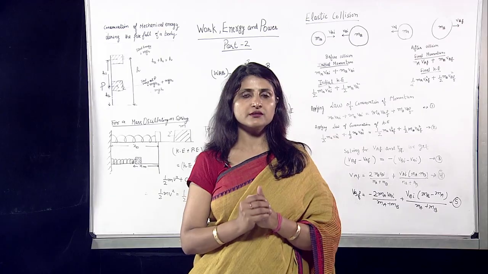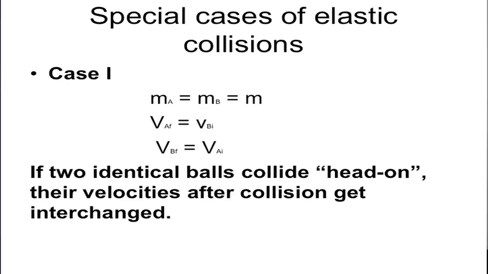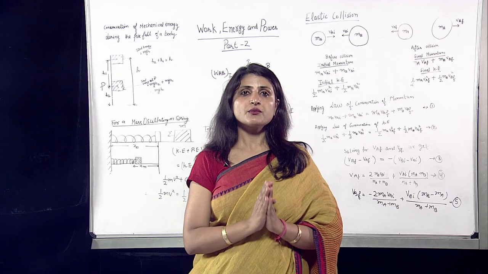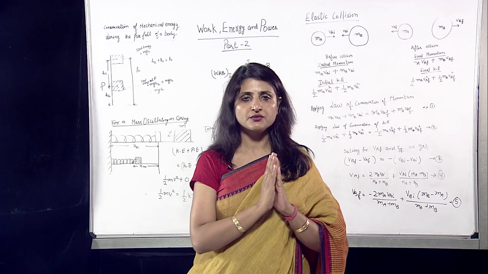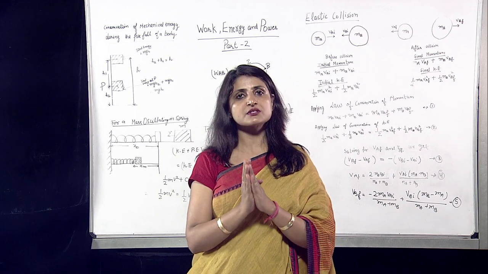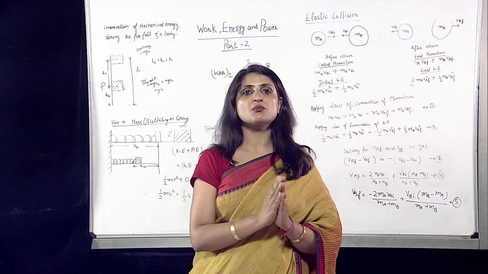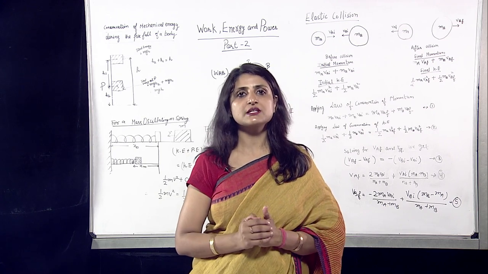So let's discuss case 1. This is a special case of elastic collision, where the mass of ball A is equal to the mass of ball B, equal to m. Then we have VAF equal to VBI. Similarly, putting this in the second equation, we get VBF equal to VAI. This means that if two identical balls collide head on, their velocities after collision get interchanged. If A was moving with velocity VAI, then after collision it moves with the velocity VBF. Similarly, if VBI was the velocity of mass MB, then after collision it moves with the velocity VAF. So simply their velocities are interchanged.